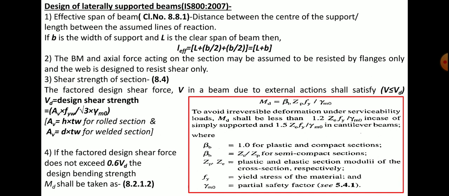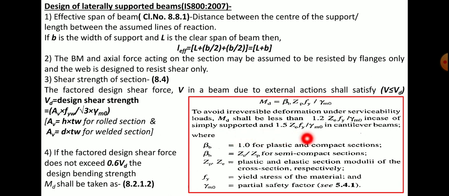So here for the low shear condition design bending strength is given as beta b multiplied by Zp, that is plastic section modulus, into yield strength fy, that is 250, divided by gamma m0, where now this value is to be less than 1.2 times the elastic section modulus into fy divided by gamma m0 for simple supports, and 1.5 times the elastic section modulus into fy divided by gamma m0 for cantilever beams. Now coming to this beta b factor, it depends upon the classification of section.